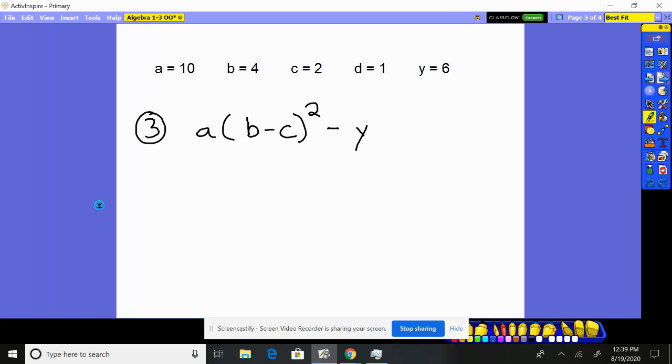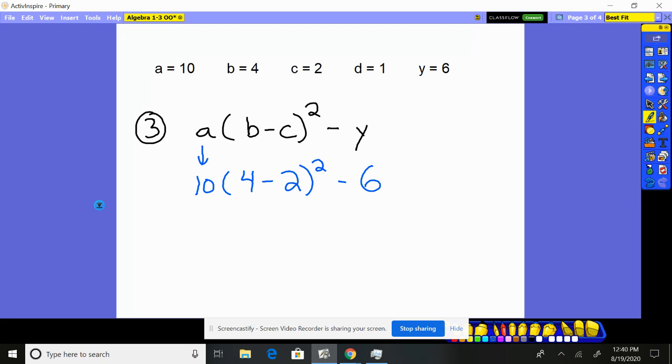The next problem. A times the difference of B and C squared minus Y. So we just fill in. A it says is 10 up above. B it says is 4. Minus C is 2 squared. Minus Y is what? 6.